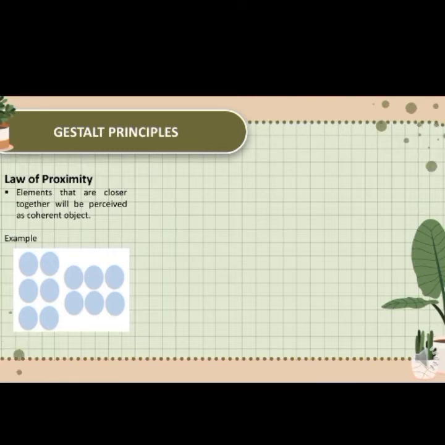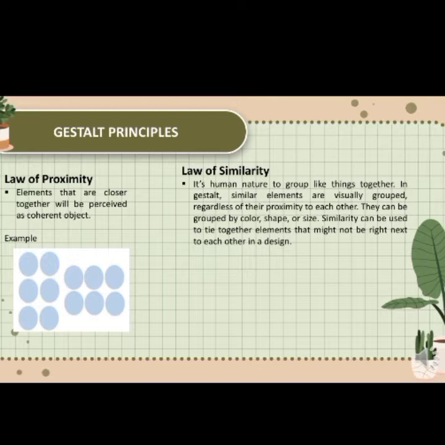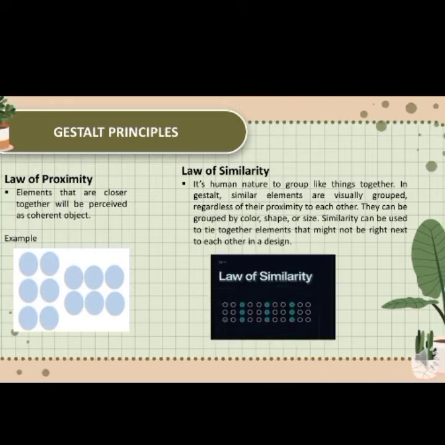The second principle is law of similarity. It's human nature to group like things together. In Gestalt, similar elements are visually grouped regardless of their proximity to each other. They can be grouped by color, shape, or size. Similarity can be used to tie together elements that may not be right next to each other in a design. Example below. Although those elements are not evenly spaced, we tend to group them by color.